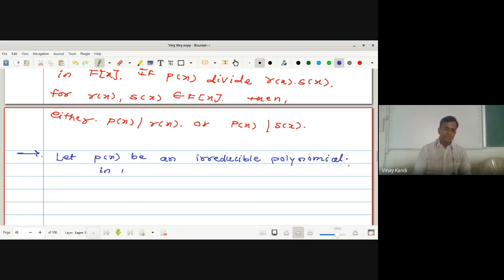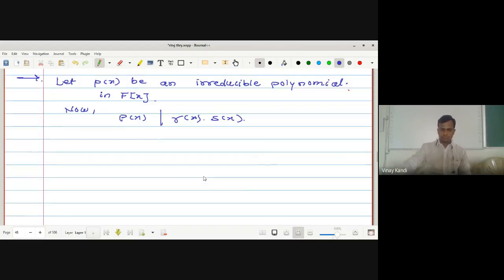Irreducible polynomial in capital F of x. Now, what we have? This P of x divides R of x into S of x. याचा अर्थ काय? 3 6 ला डिवाइड करतो. याचा अर्थ काय? 6 is equal to 3 into 2.